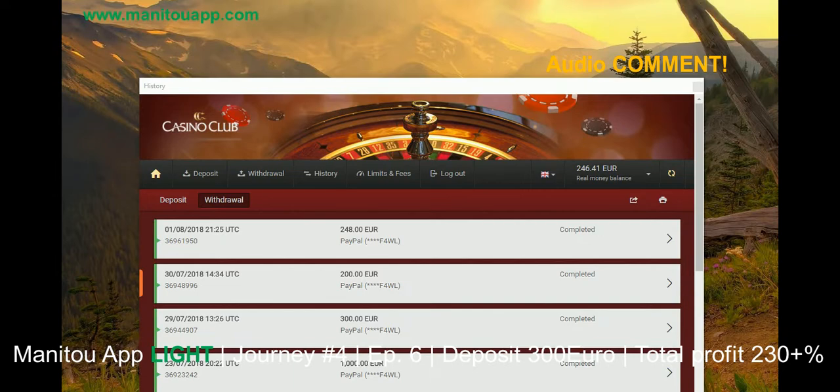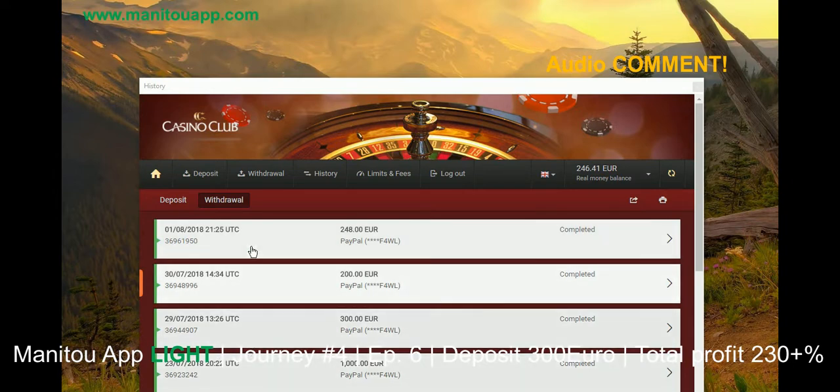So showing you how it went in the last days. Maybe you were considering what I am doing and what I am working for. Currently, I started a challenge with Manitou App LIGHT, and it was so far a very good one. I deposited 300 euro. You remember that I made a withdrawal of 1000 euro recently. It was achieved with Manitou App, and then I deposited 300 euro playing with Manitou App LIGHT.